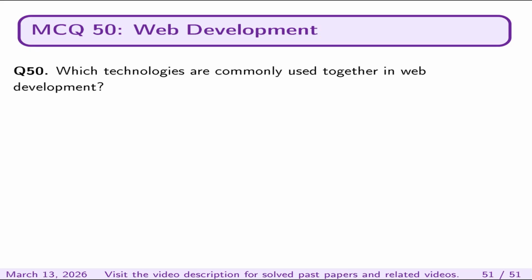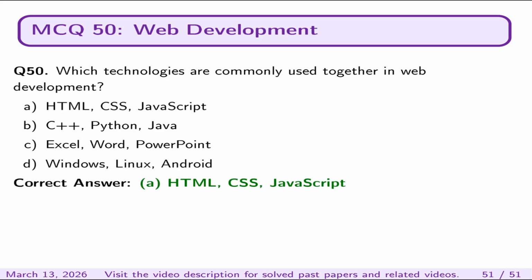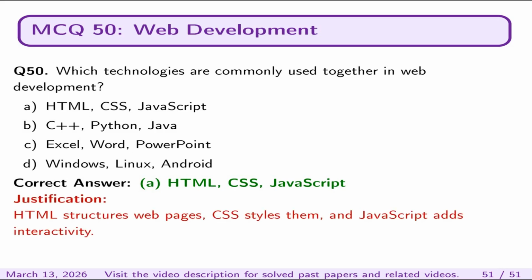Question number 50. Which technologies are commonly used together in web development: HTML, CSS, JavaScript; C++, Python, Java; Excel, Word, PowerPoint; Windows, Linux, Android? The correct option is HTML, CSS, and JavaScript, because HTML structures web pages, CSS is used to style them, and JavaScript adds interactivity.